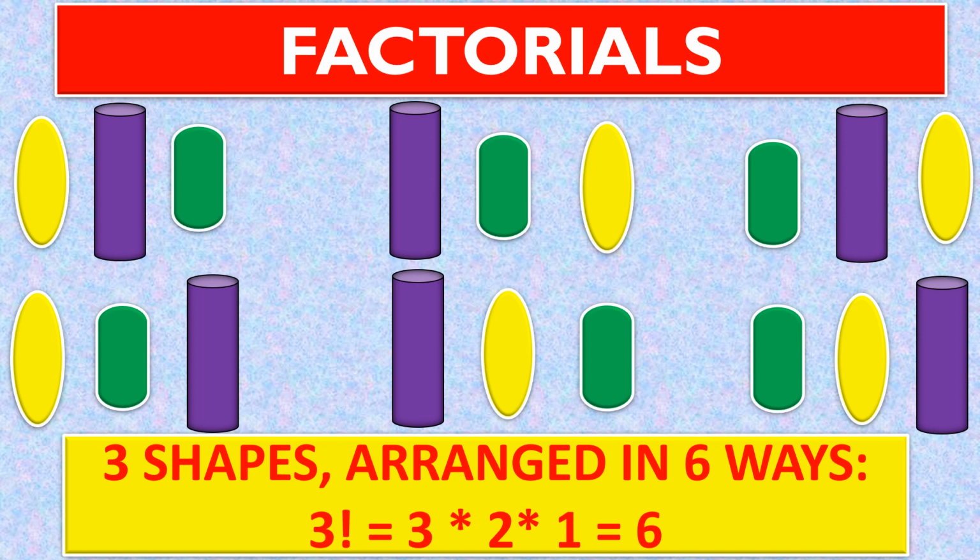Welcome, viewers. Today we will be looking at a very important topic, which is factorials. Like you can clearly see in this particular slide, we have three shapes and they are arranged in 6 different ways. 3 factorial is equals to 3 times 2 times 1, and that is equals to 6. We will be seeing more as we go on in this video.